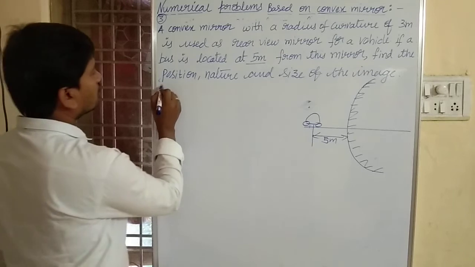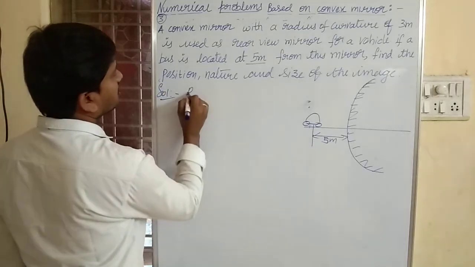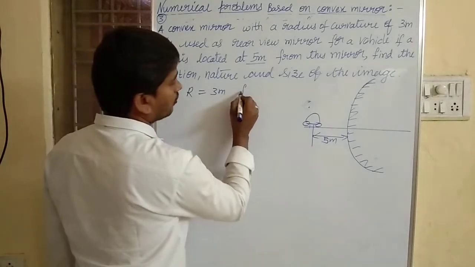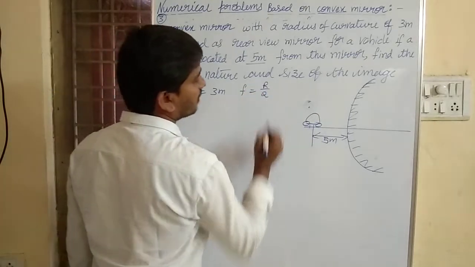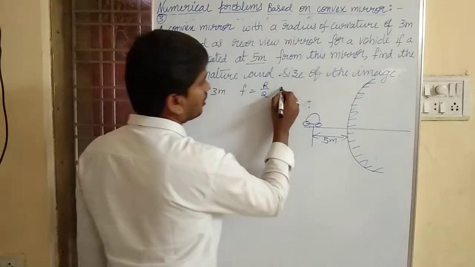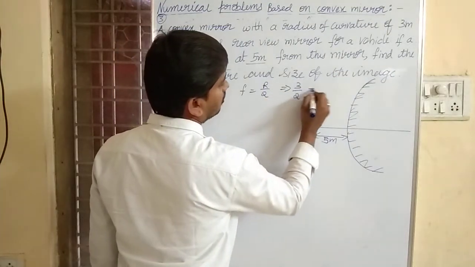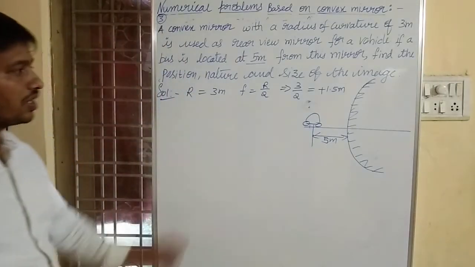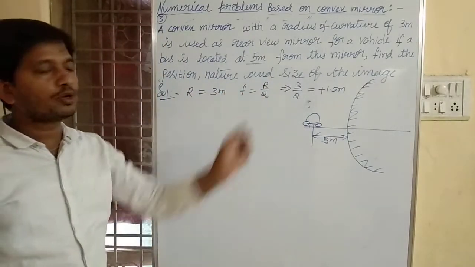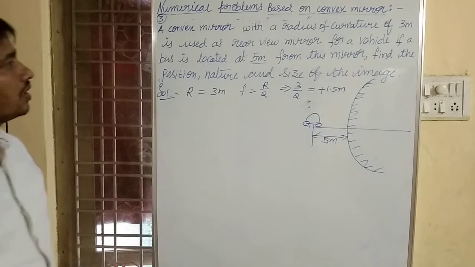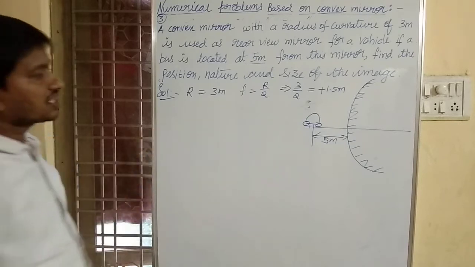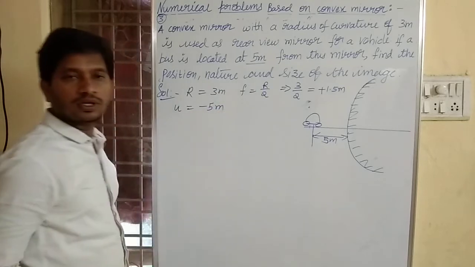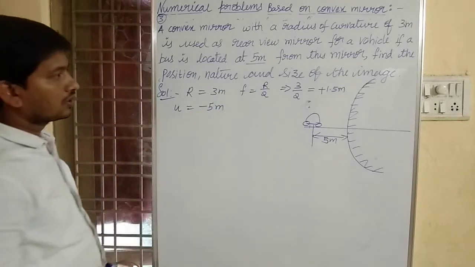And the given radius of curvature is 3 meters. As we know, focal length will be half of the radius of curvature. So 3 by 2, which is nothing but 1.5 meters. So the focal length is 3 by 2 meters. Now the object distance is given as 5 meters, which according to sign convention is minus 5 meters.